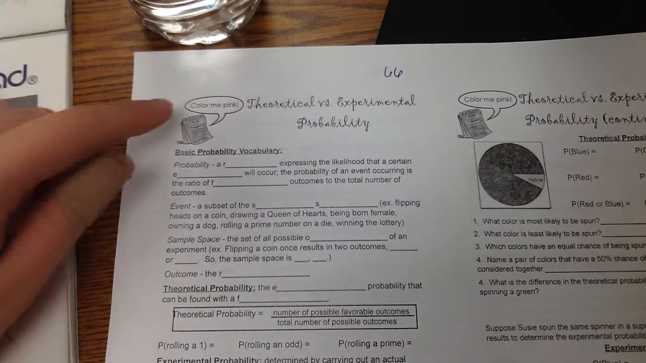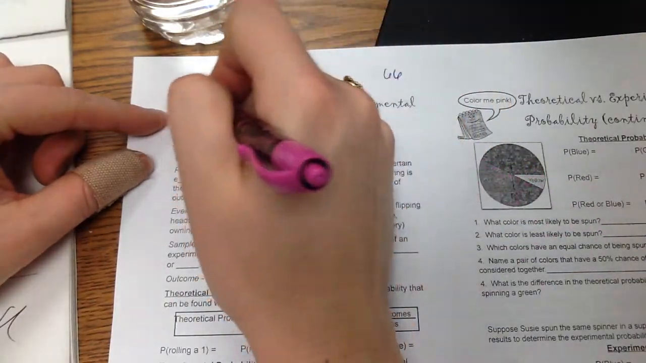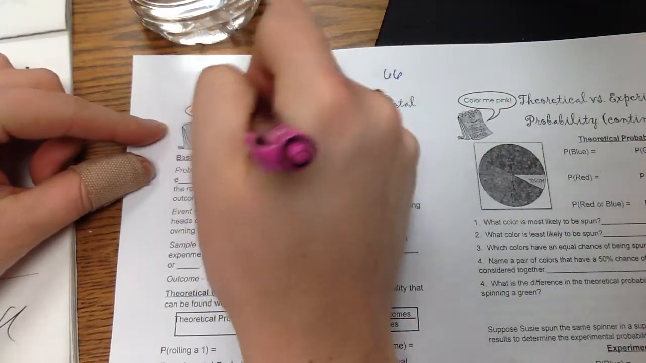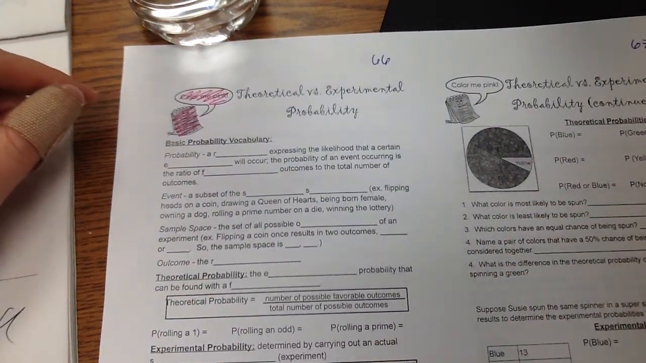So today we're going to talk about theoretical versus experimental probability, and this is the start of Unit 7. So the color for that is pink. All right, so vocabulary review.